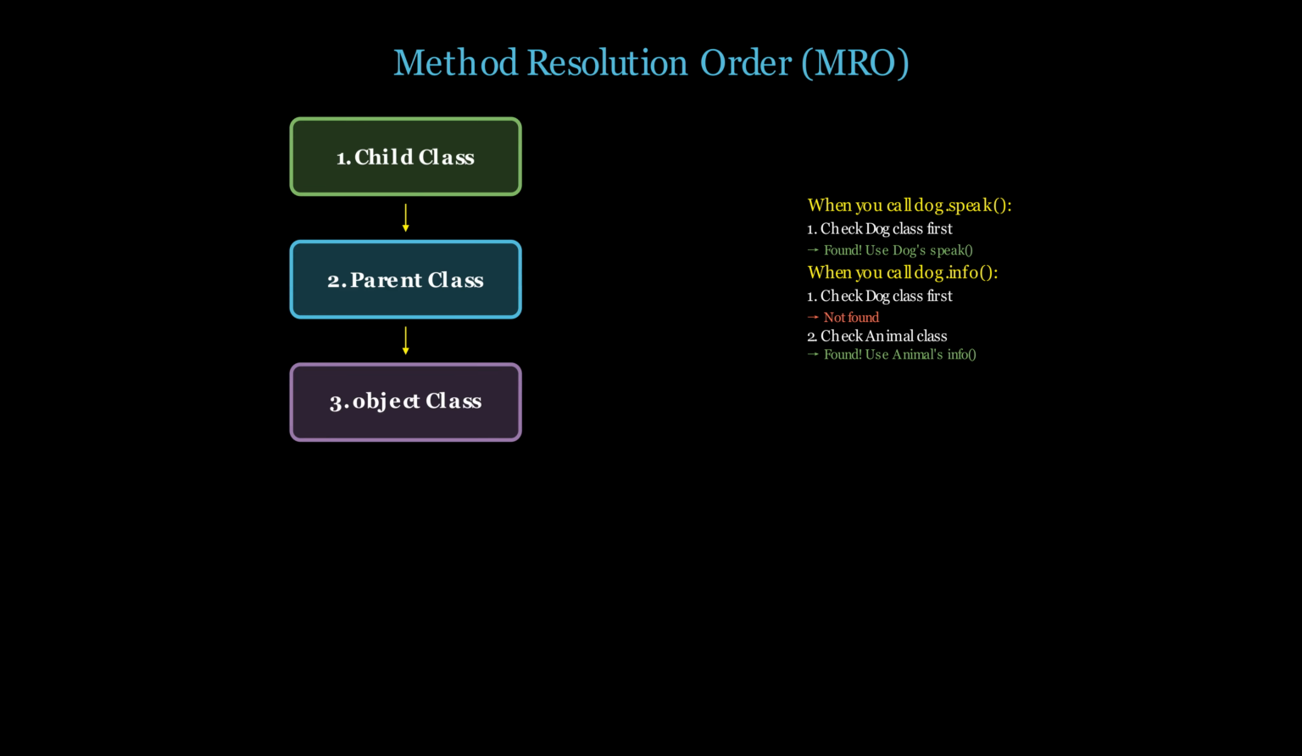When you call dog.speak, Python finds it in Dog and stops searching. When you call dog.info, Python doesn't find it in Dog, so it continues to Animal where it finds and uses it. This is why overridden methods in child classes take precedence over parent methods.